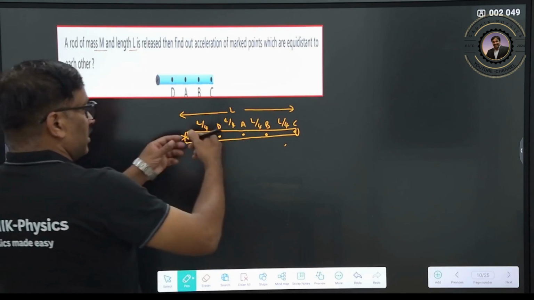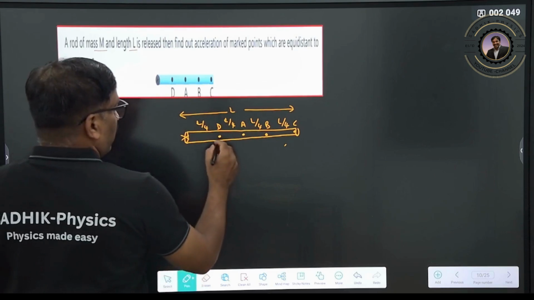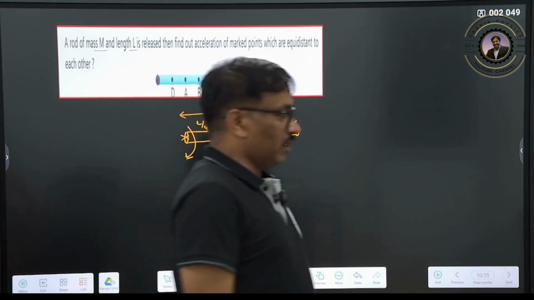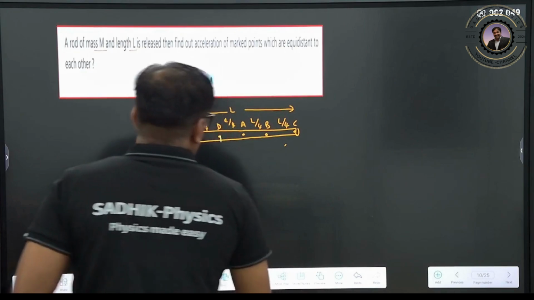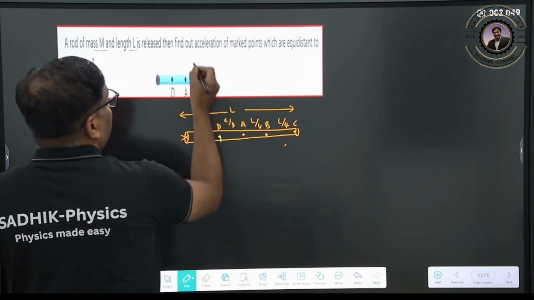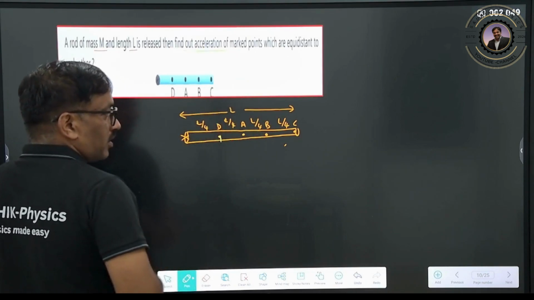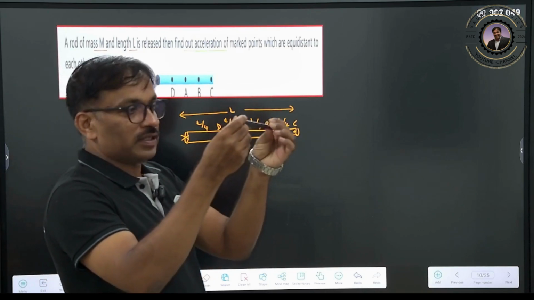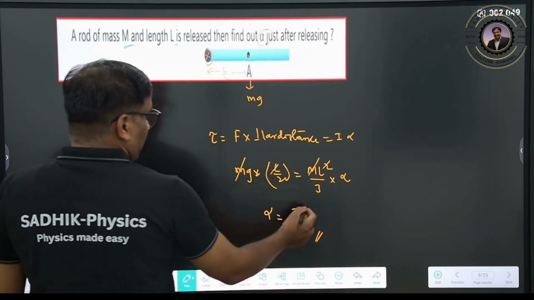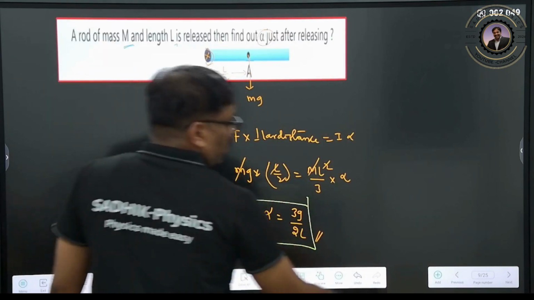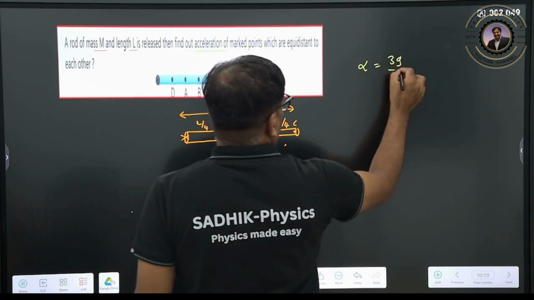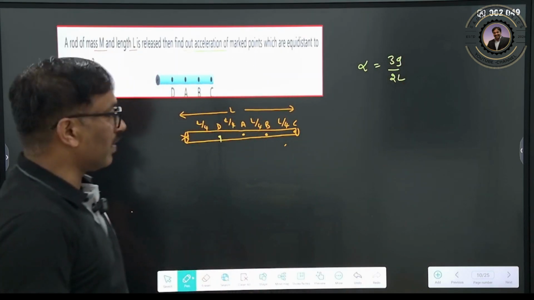Now, if it is released, each and every point will have the same acceleration. Right. So, we want to calculate the linear acceleration at this point, not angular acceleration. Whenever a rod is released, it will have angular acceleration. What is the angular acceleration now? We already calculated in the previous question, alpha is equal to 3g by 2L, right.